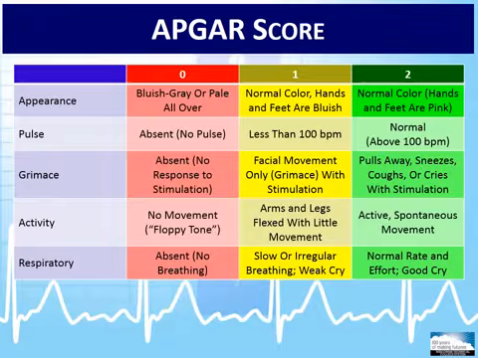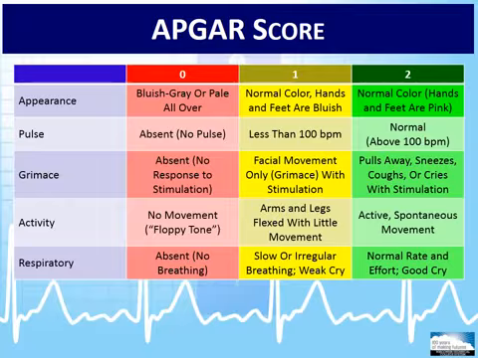Lastly, the baby's respiratory system is assessed. A 0 is scored if the baby is not breathing. If the baby is breathing normally, meaning with a normal rate and effort, or the baby is having a good cry, this category is scored as a 2. Something in between those two, such as slow or irregular breathing or a weak cry, is scored as a 1.